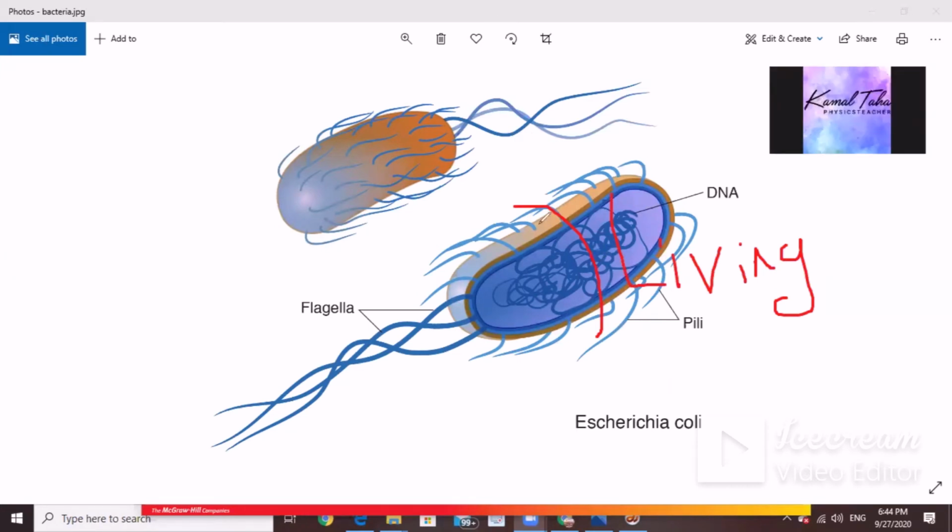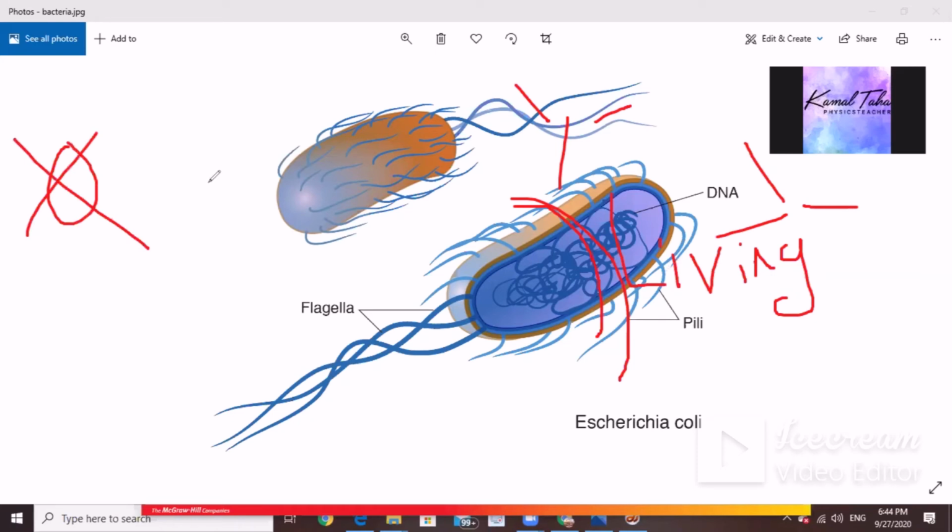Now, bacteria reproduce by dividing. One bacteria divides to be 2 bacteria. 2 divide to be 4 bacteria. Okay? It can happen outside of the body. Now it may reproduce. But virus, no. The virus cannot reproduce outside of the body.